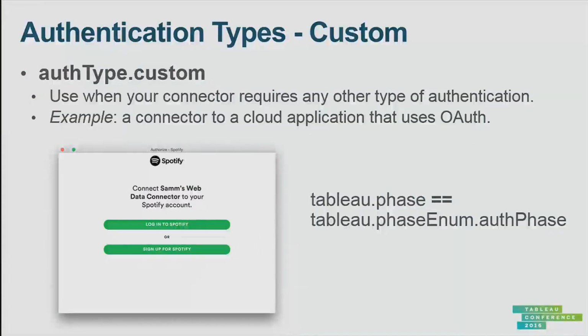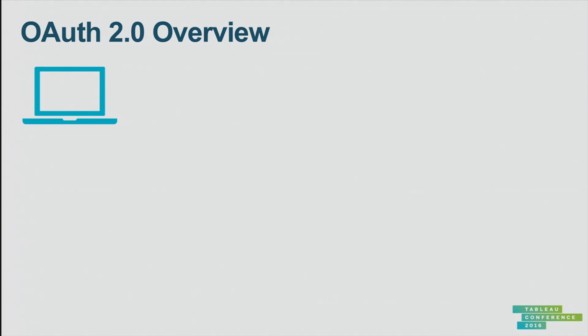Our third and final type of authentication is what we call custom auth. You'd set tableau.authType equals custom. What this means is when the user reopens the workbook and tries to re-authenticate, we're going to pop up your web data connector again in an authentication phase. This basically tells you that all I need is you to reset the Tableau username and password so we can get into refreshing the data and reconnecting to your data source. For example, our Spotify connector is using OAuth, and so we have it set to use the custom auth type.